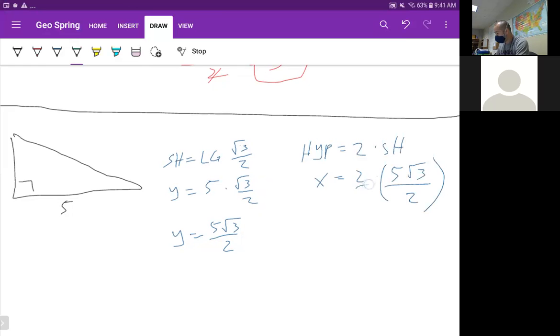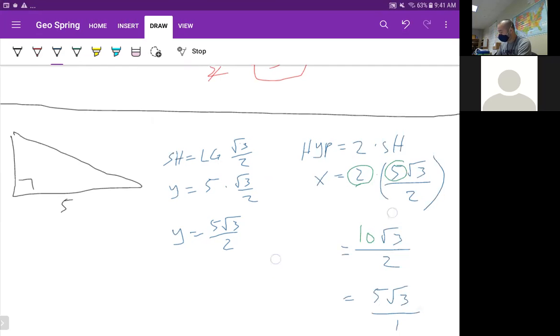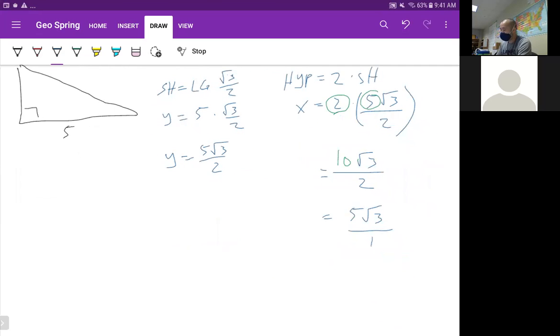So your like terms here are the 2 and the 5. So that's going to be 10 square roots of 3 over 2. Here's the difference between the one that you have and the one that's here. Yours doesn't reduce. Mine does though. So 5 square roots of 3 is the answer. But if you had a number here that didn't reduce, it would be this.